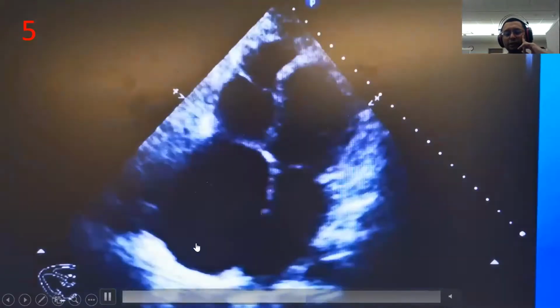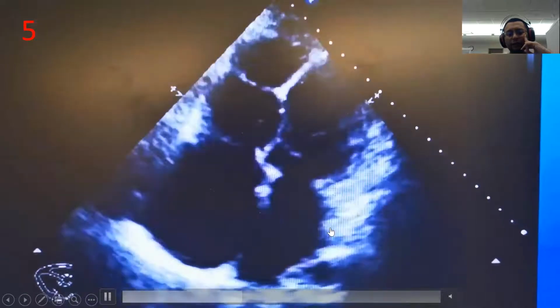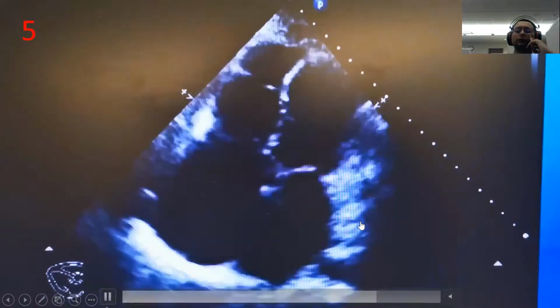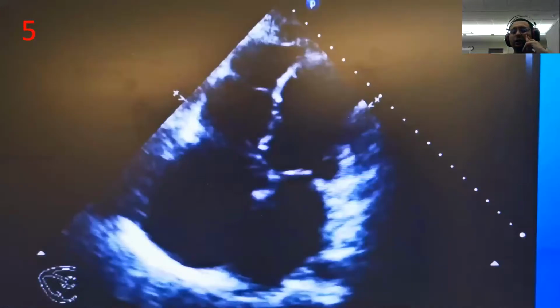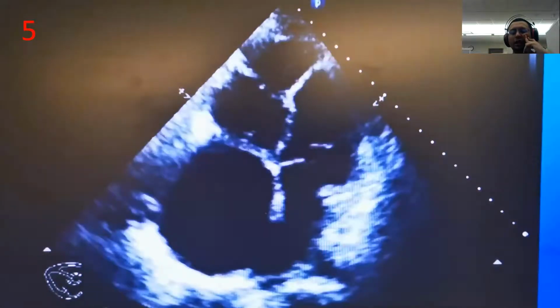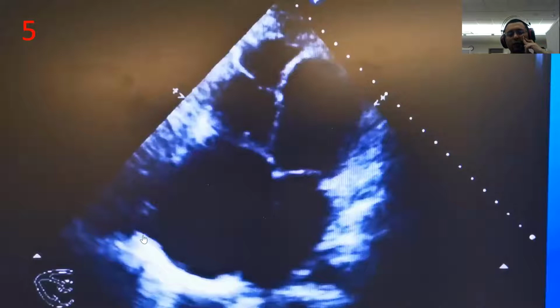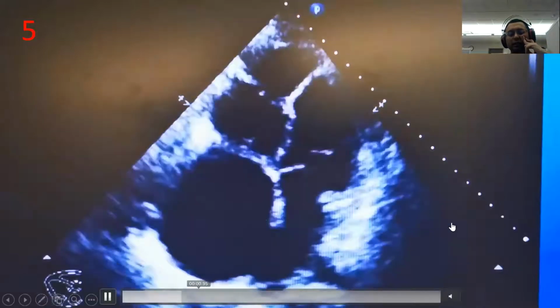So are there any abnormalities you see from this echo? See? The right heart is very dilated. So you have to answer a question: why is your right heart dilated? How do we approach right heart dilatation?